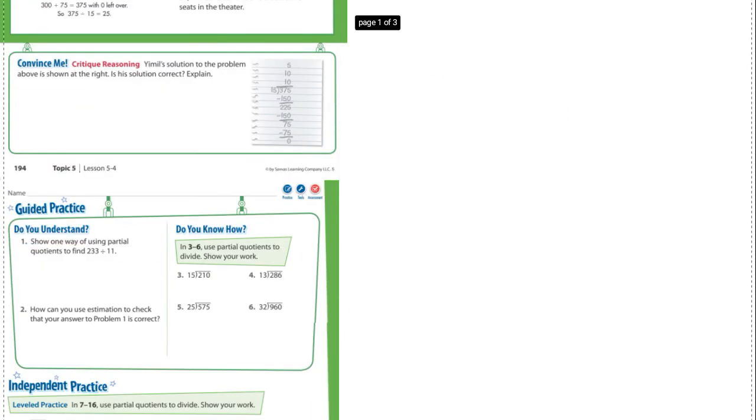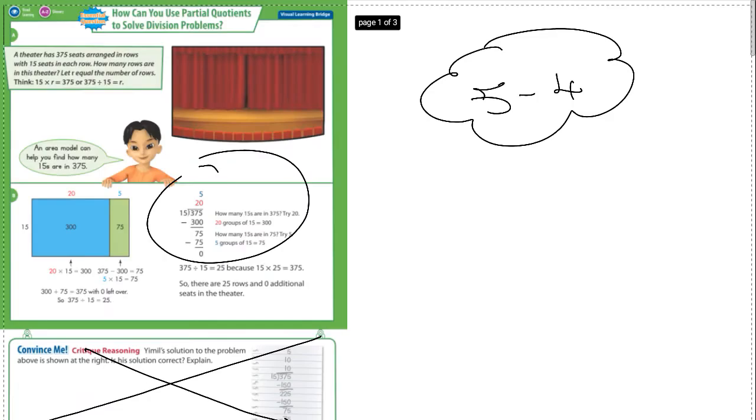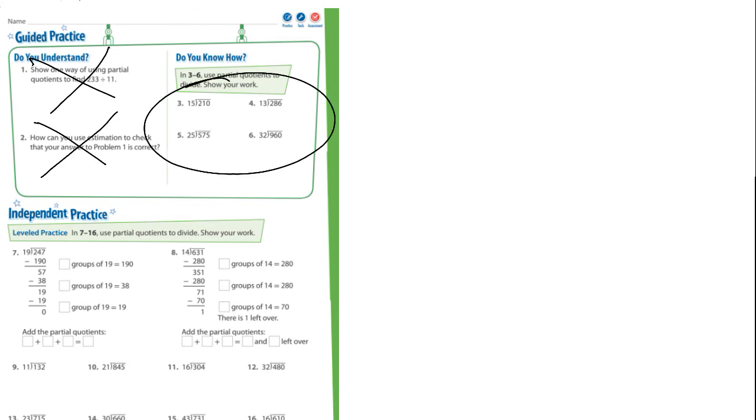I'm not worried about the convince me. You can put an X through that. And I'm down to the guided practice. Let's take a look at that. I'm not worried about 1 and 2. I just want to see you guys work on the mechanics of this stuff.